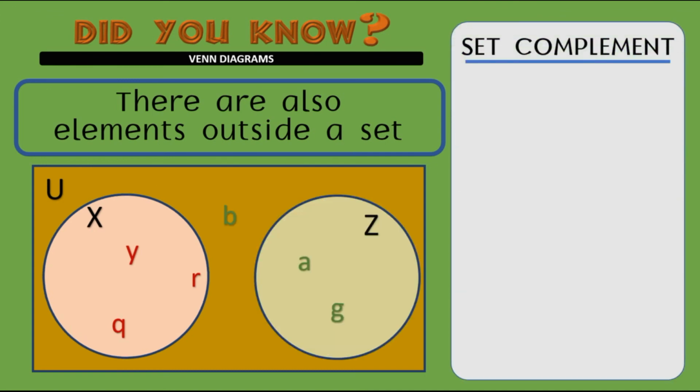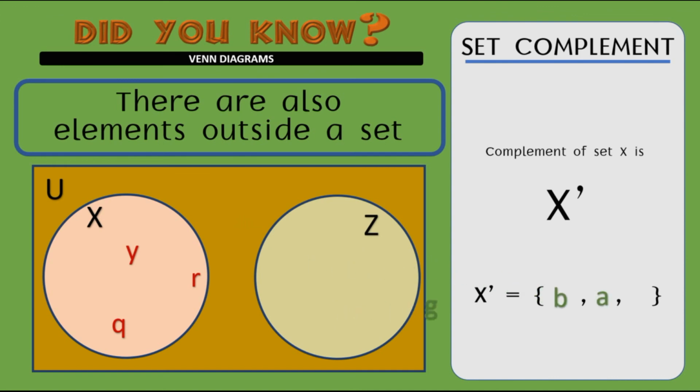Did you know there are also elements outside the set that is inside another set? In this case, our set X and set Z. Set X contains Q, Y, R, while Z contains A and G. And another element outside X and Z, which is B. Complement of set X or X prime contains B and also A and G.